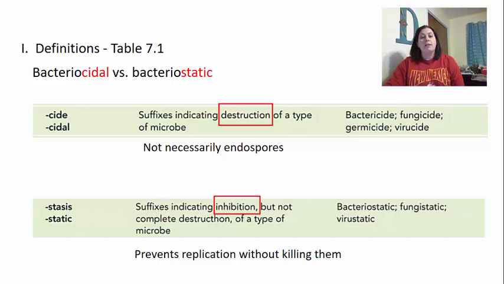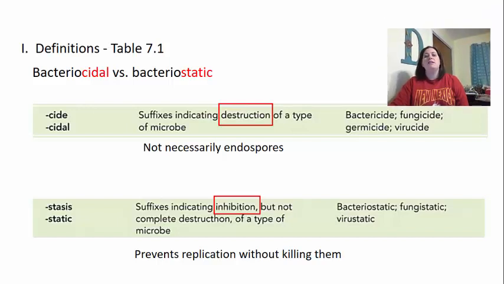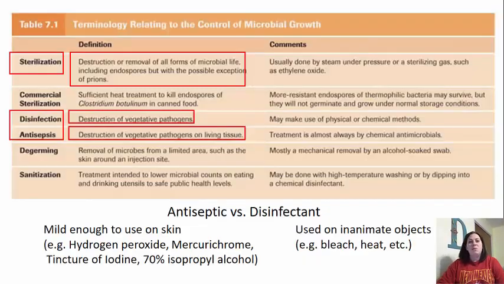This does not necessarily take care of the endospores, though. On the other hand, when you add stasis or static to the end, this is a suffix that indicates inhibition, but not complete destruction of a type of microbe. So it prevents it from replicating and growing, but it does not kill them. All right, this would be bacteriostatic, meaning that it's going to inhibit bacterial growth. Fungistatic is going to inhibit fungal growth. Virostatic are inhibiting viruses. All right, and so when we look at this, there is a difference between it being cidal versus static.